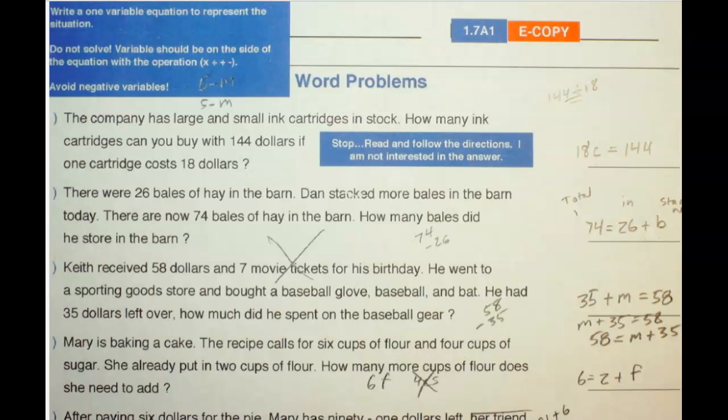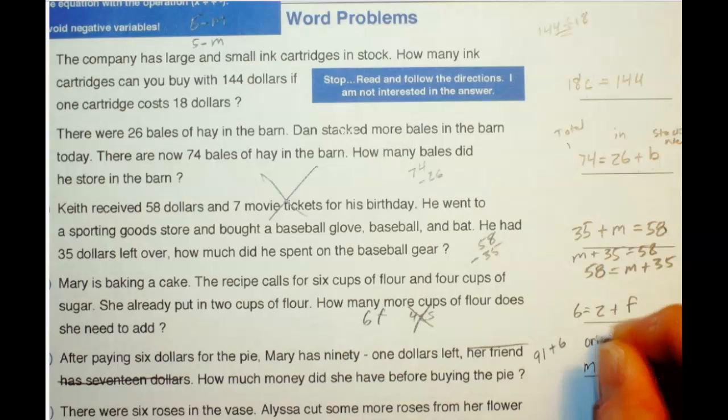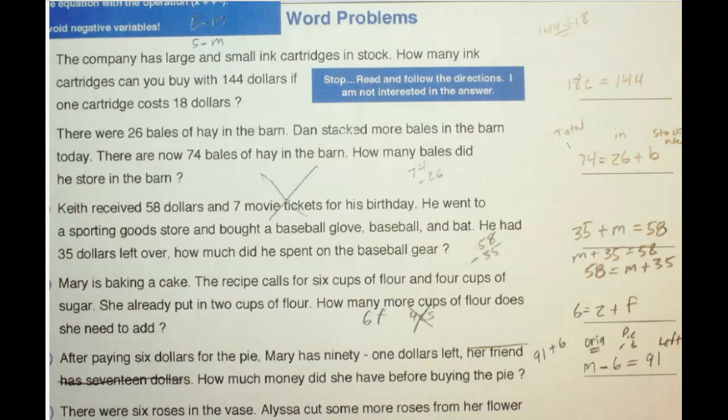So let's just think about this for 1 minute. So let's see if we can write an equation here that kind of represents the story. So we don't know how much money she had at the beginning. So I'm just going to say she had some money, and then she spent the $6 on the pie, and she had $91 left. Yeah, that seems to work pretty well. So here's the original. Here's the pie dollars, and here's what's left. Labeling these things really is a huge deal. It really makes a big difference on it.